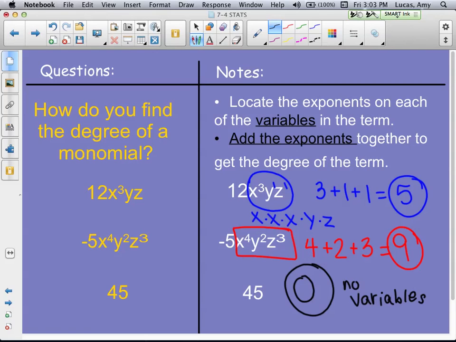So locate the exponents on each of the variables that are in the term, and then add the exponents together to get the degree of that term. This is finding the degree of a monomial.